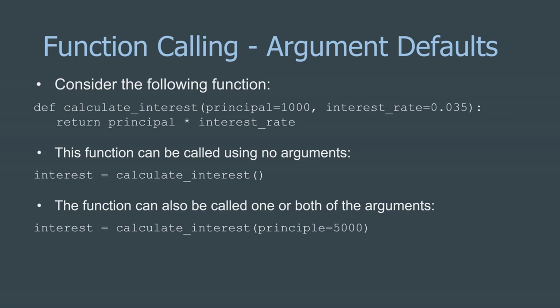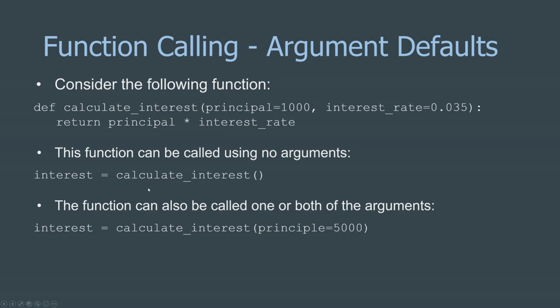Arguments can also have default values. So in this case, for instance, we've got a function, calculate interest, that takes 2 arguments. We have an argument called principal, and we have an argument called interest rate. And I've given them default values. The principal default value is 1,000, and interest rate's default value is 0.035. And all it does is take the principal and multiply it by the interest rate, so a really simple function.